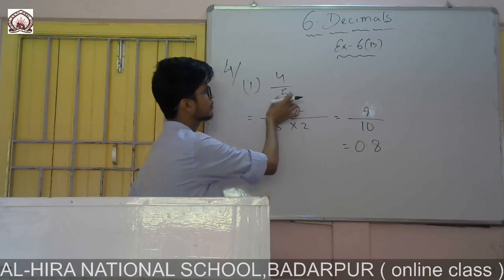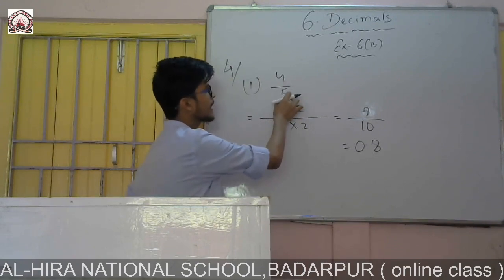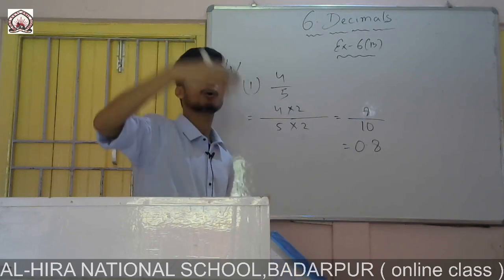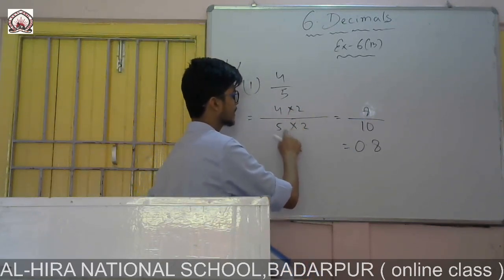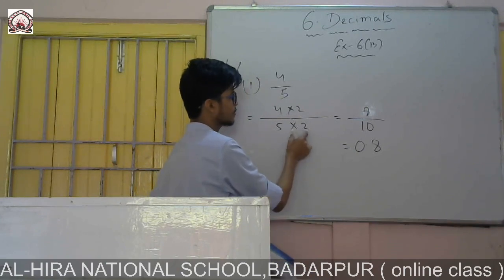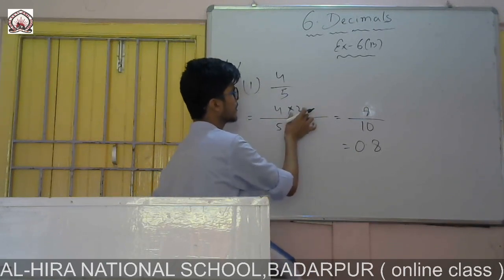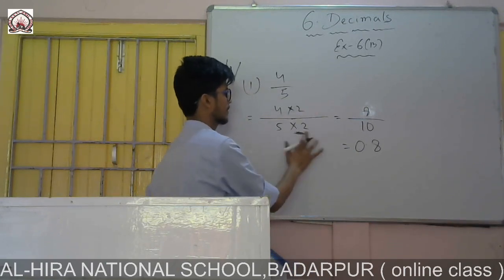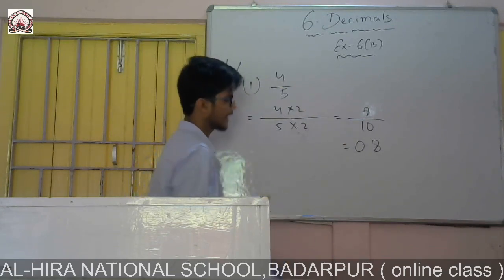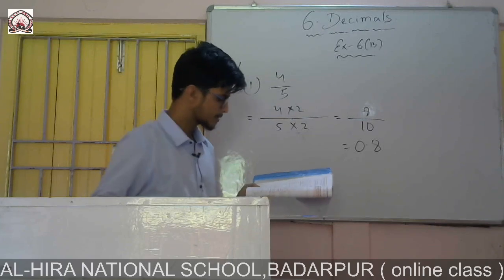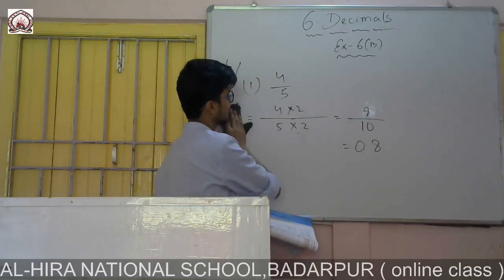First you take this denominator. I have to make this one 10 or a multiple of 10. So the number that I put here, I multiply the denominator with that number. The same number I have to put in the numerator also, and then you simply multiply and write it. So the answer is 0.8.